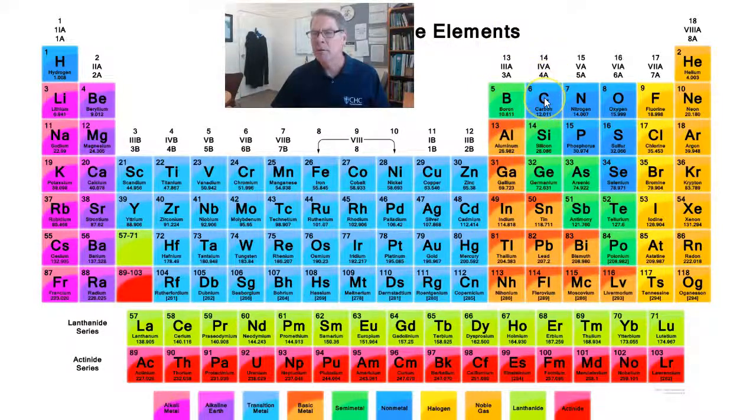Carbon is 6. It can lose 4 to look like helium, or it can gain 4. It's in the middle, so it does actually do both. So it reacts 4 times. Silicon 14 goes to 18, or 14 back to 10. It reacts 4 times. So column 4 has a valency of 4.